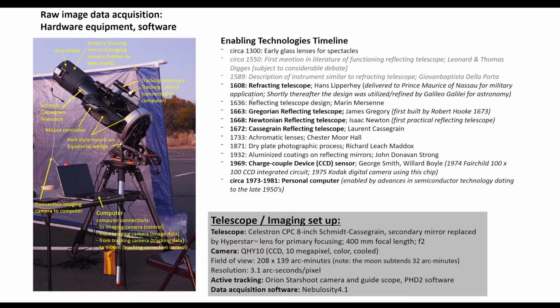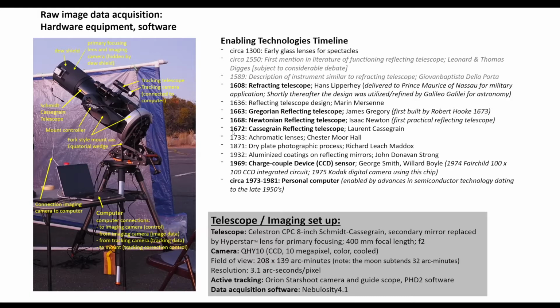About 25 years later, the reflecting telescope designs started to mature, between 1636 and culminating in 1672, when Laurent Cassegrain developed the Cassegrain reflecting telescope. And you can see that my Schmidt-Cassegrain telescope is a descendant of this Cassegrain reflecting telescope dating to 1672.